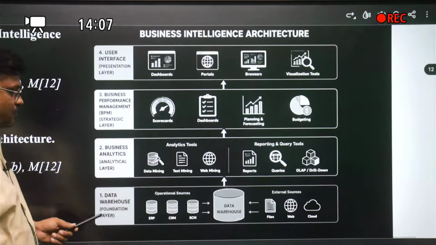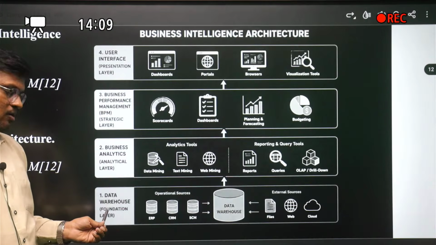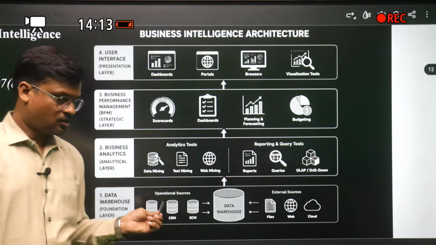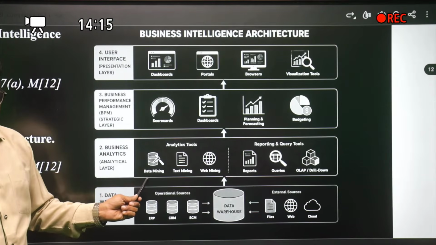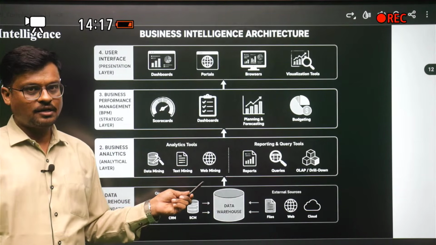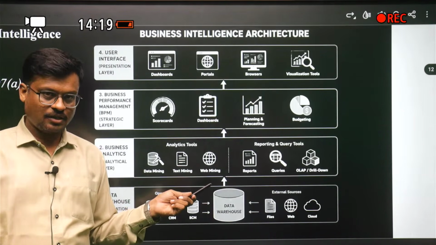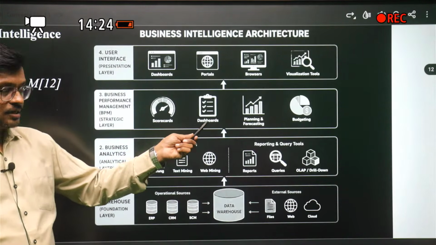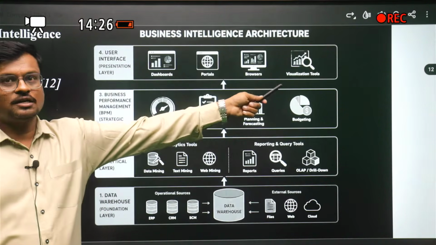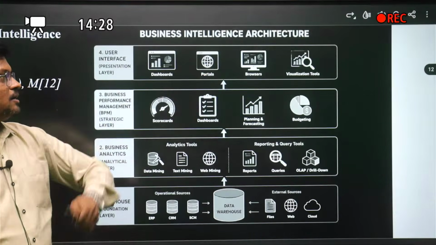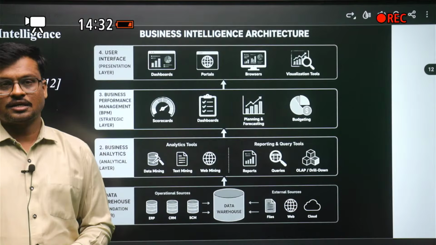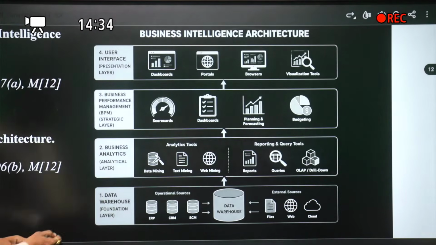What will be the first layer, dear? The data warehouse layer, we call it the foundation layer, gathering the information from various resources, storing in the warehouse, and then applying the data mining techniques so that you will be able to identify the previously hidden trends, patterns, behaviors. Now we will present them, we will forecast, predict, and do the budgeting, and finally we will present it to our user using the dashboards. These are the basic things which we can do.